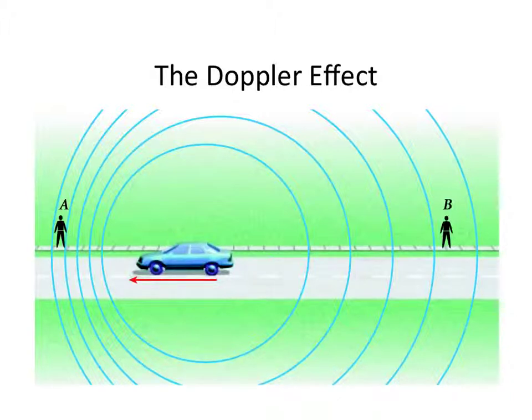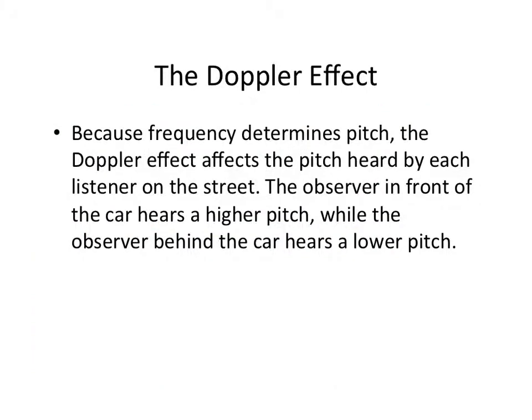This same thing is used in weather by being able to find the density of clouds and how quickly they move, and that'll tell you if rain is coming or not. Because frequency determines pitch, the Doppler effect affects the pitch heard by each listener on the street. The observer in front of the car hears a higher pitch, while the observer behind the car hears a lower pitch. It all has to do with the movement, what's moving closer. It's causing a greater frequency as the car moves closer and a lower frequency as the car moves away.